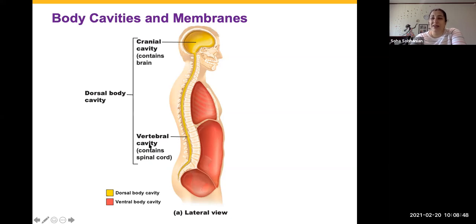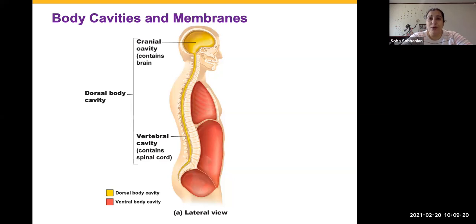It's not called the spinal cavity. Some people refer to it as a spinal cavity. Unless you've not taken anatomy, you may call it a spinal cavity. But as soon as you've taken anatomy, you have to use the proper word, which is vertebral cavity, because it's inside the vertebra. And it contains your spinal cord, which is that yellow line you see going right at the center. So the dorsal cavity is simpler than the ventral one.